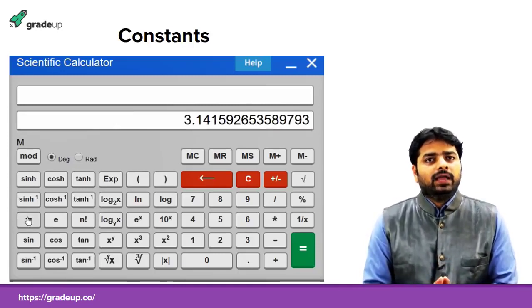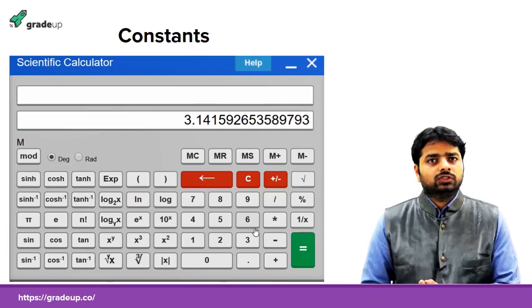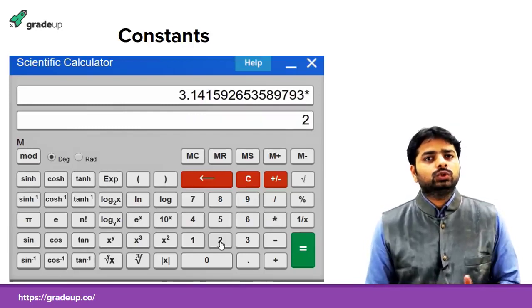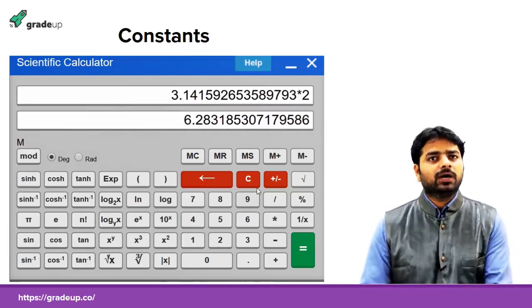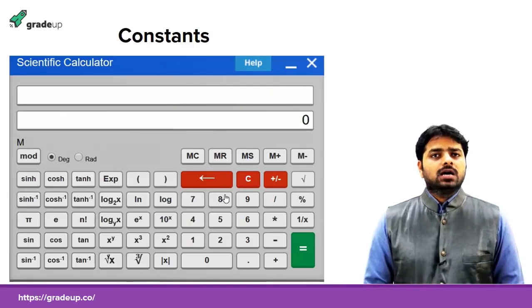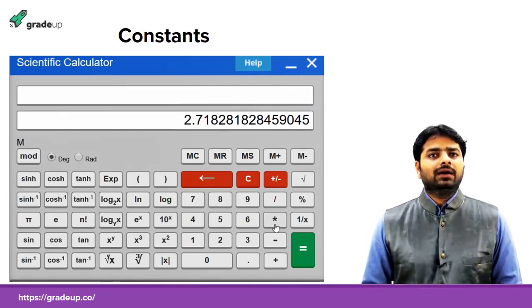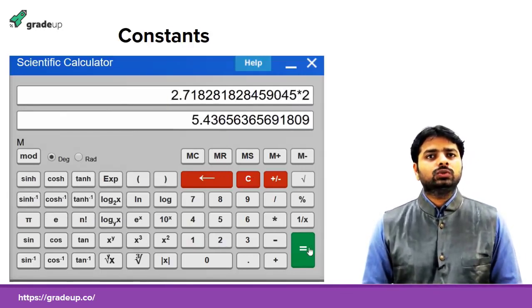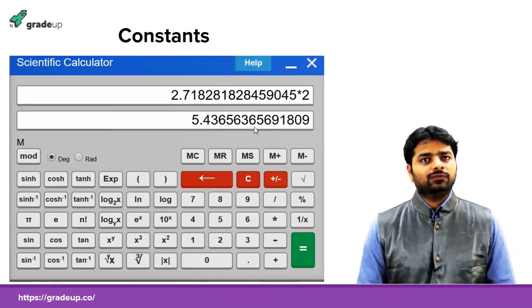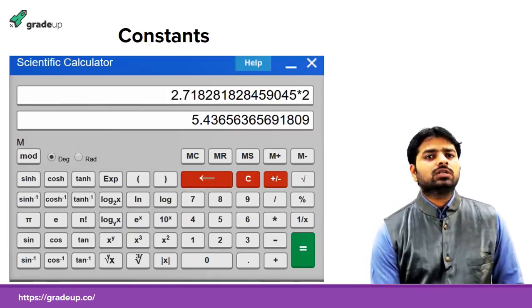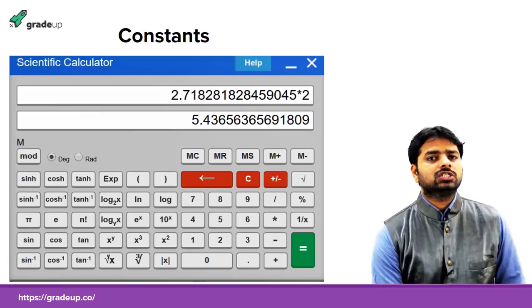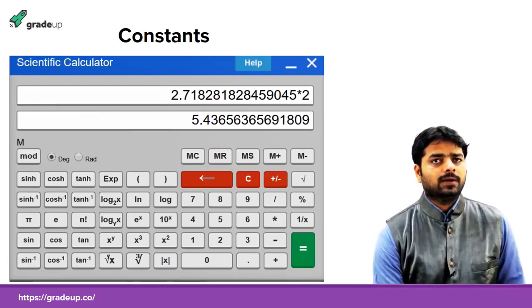Let's see 5 into 2, so 3.14 into 2, which will give you 6.283 and so on. Now e multiplied by 2, so 2.71 into 2, which will give you 5.4. So you can use these constants for any kind of calculations during your requirement.